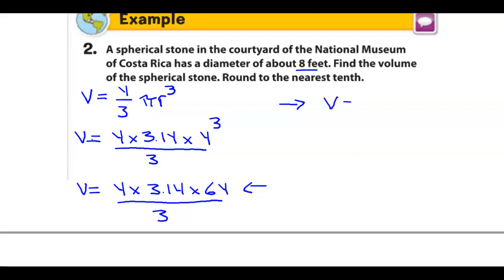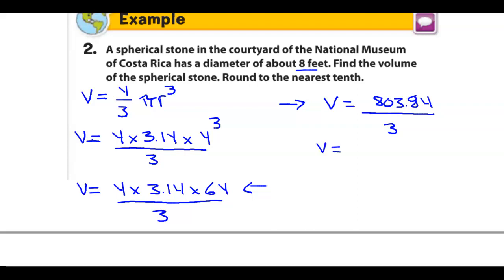So we will end up with 803.84 in the numerator. How's that look, you guys? And then in the denominator, we've got a 3. So let's take care of that.